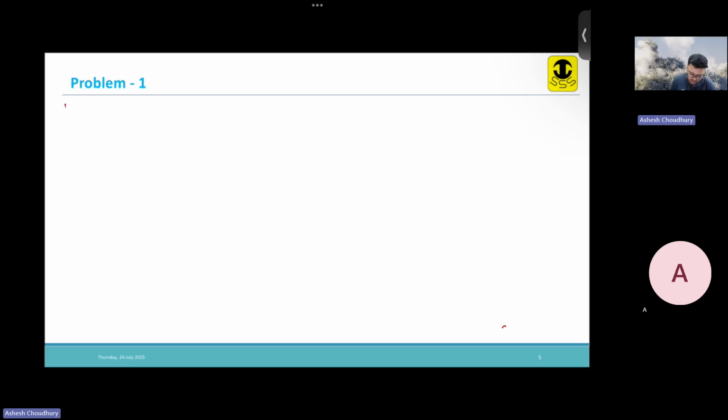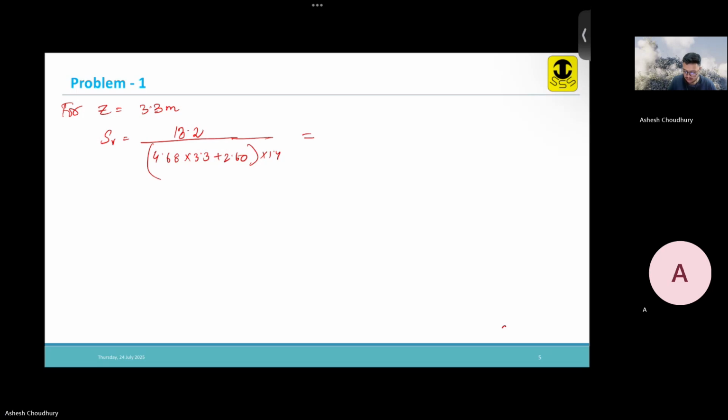Okay, for some more trials we will do. For z equal to 3.3 meter, let's say, what will be my SV? See how much it is coming? Just give me a second.